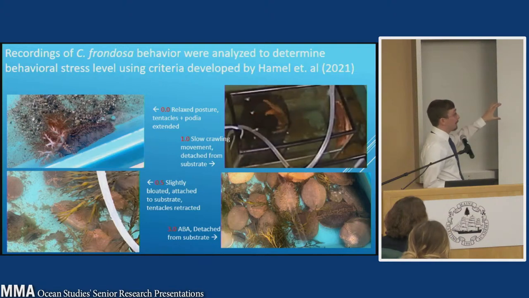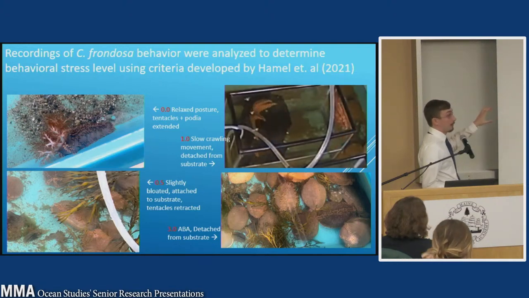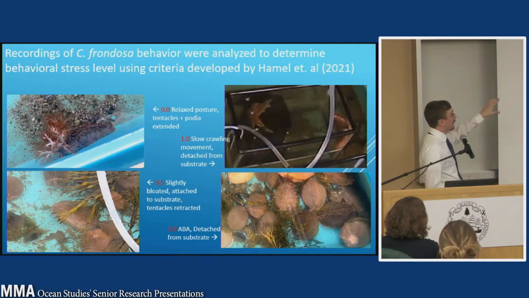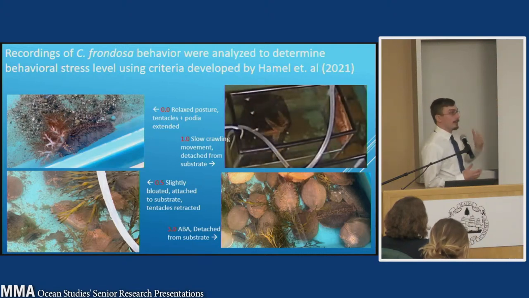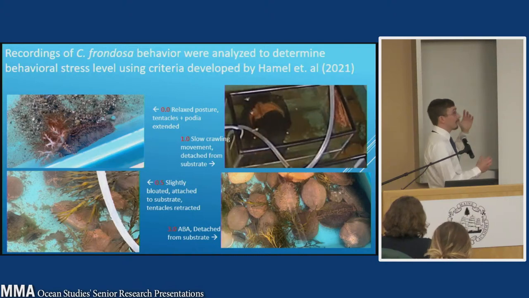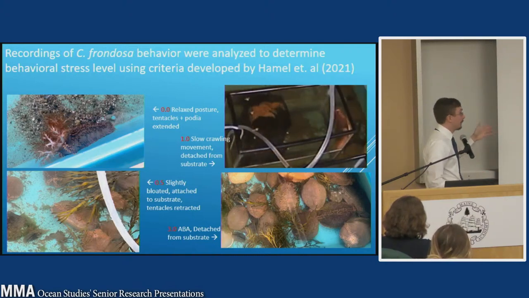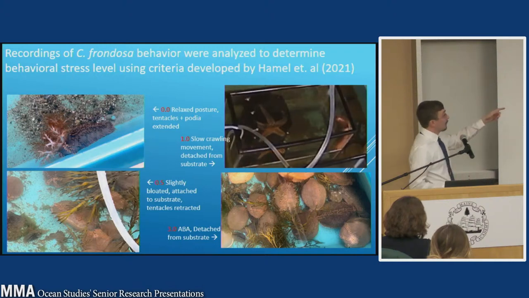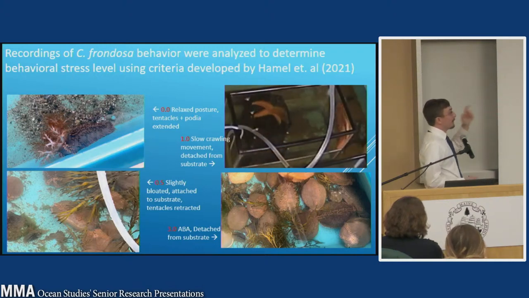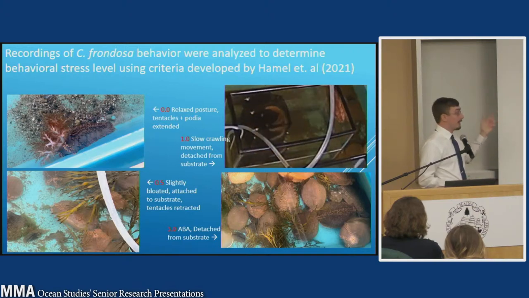These are some examples of behaviors that I observed and stress scores to go along with them. So at the top left is a relaxed sea cucumber. It's not inflated. It's sticking itself to the substrate that it's attached to, and its feeding tentacles have been extended. Bottom left is a 0.5 on the scale. It is slightly bloated. It's still attached to its substrate, but its tentacles have been retracted. Top right is about a 1.0. The sea cucumber is moving itself off of its substrate, and it is actually slowly crawling around the tank.